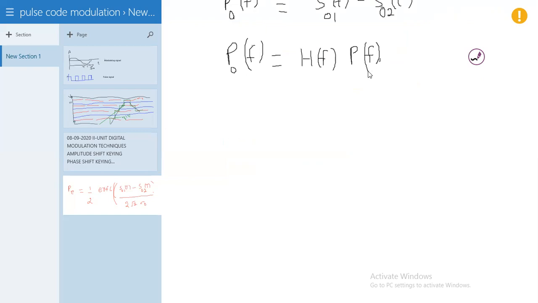So there is a filter with transfer function h of f, the input is p of f, and the output is p naught of f. This is in the frequency domain. So p naught of f is equal to h of f into p of f, which is the relation between the input and output signals in the frequency domain.